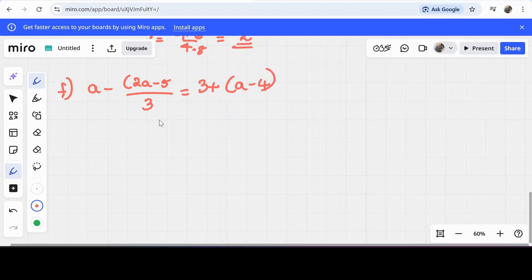Here we have to do it carefully because it's not as easy as it seems. So first I have to do the left hand side. This 3 here is the denominator for the 2a minus 5. So if the a is alone, I told you we have to put the 1. Now find the LCM. So this 3a, 3 we can multiply to here, so it will become 3a minus, then open the bracket, 2a minus 5, whole divided by 3, because I found the LCM and did the math. Which is equal to 3 plus a minus 4.